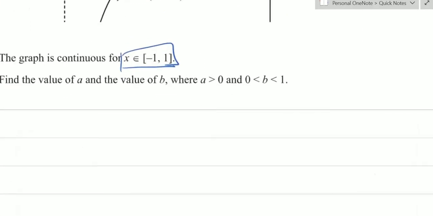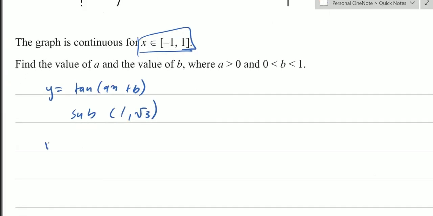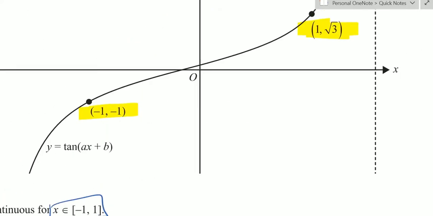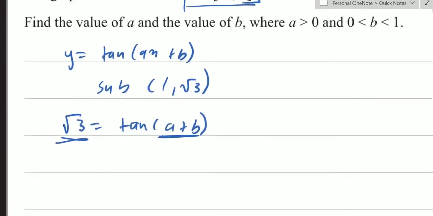So yeah, simultaneous equations. First thing, we have the equation that we don't know, and the first point we do know, so 1 on 1 root 3. So you can sub that in, a plus b, sorry. And you notice that root 3 is actually an exact value, and we know values of tan that give us root 3. It's going to be pi on 3. But because of symmetry properties, there's two things that could equal root 3. It could be pi on 3 or it could be 4 pi on 3.